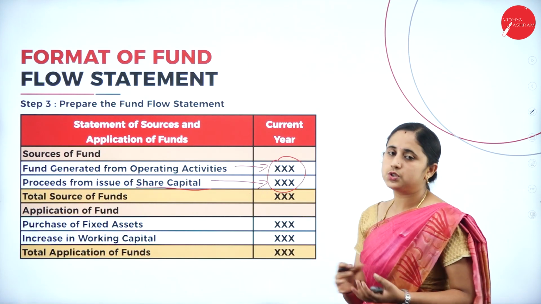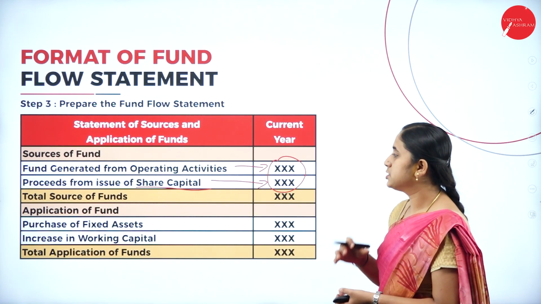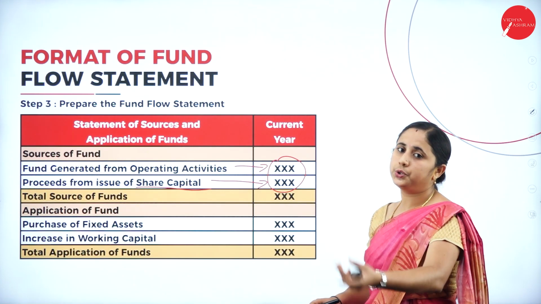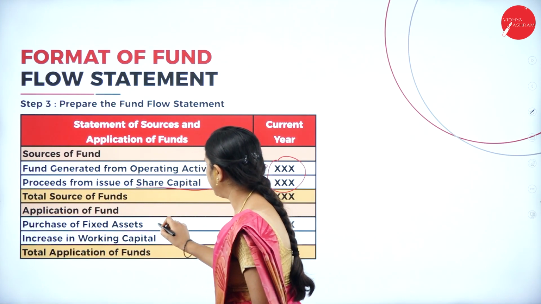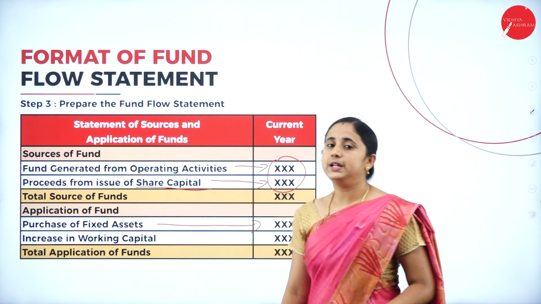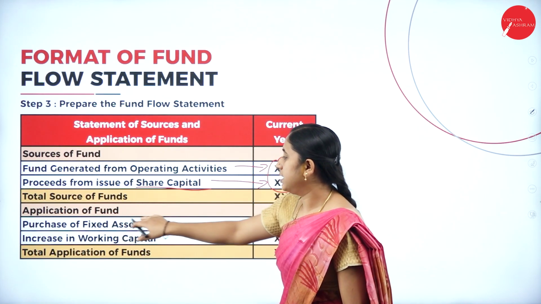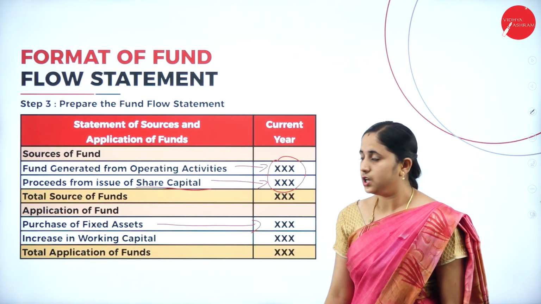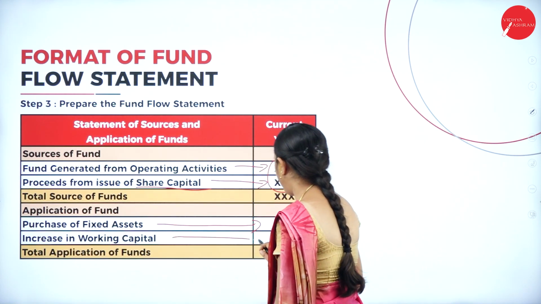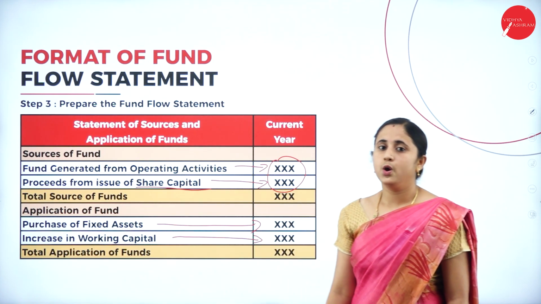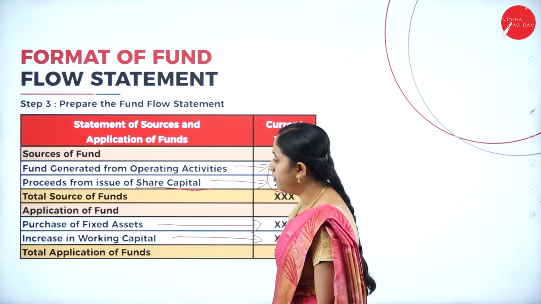Next, application of funds. From the sources of fund you collect the fund for the business purpose. From this fund you are going to invest or spend, you are going to use this fund for various purposes. So write the application of fund, usage of fund. Under that, first one, purchase of fixed assets. Next, increase in working capital. So all this comes under applications of funds.